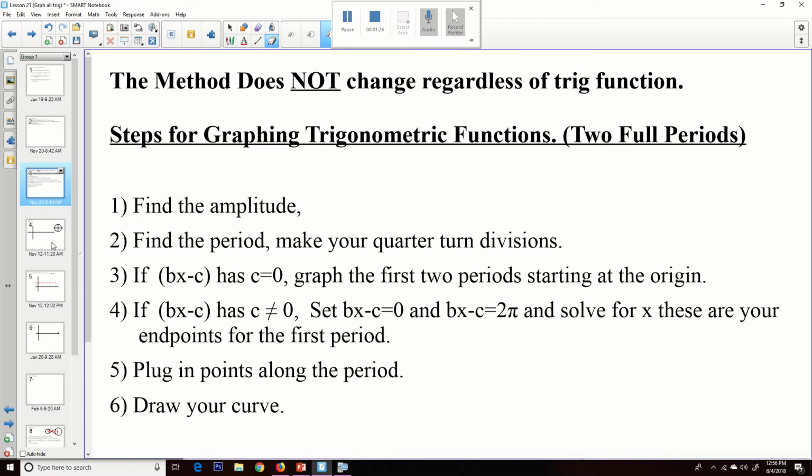The sine and cosine functions had nice, smooth, undulating waves. These don't, and they have the addition of vertical asymptotes, but the process is still going to end up being the same. So we're going to find the amplitude, we're going to find the period, make the quarter turn divisions. We're going to check to see if the bx minus c has a c equal to 0. If so, we start at the origin. If the bx minus c has something other than 0, we're going to have to find new endpoints for the first period. We're going to plug in some points, and we're going to draw our curve.